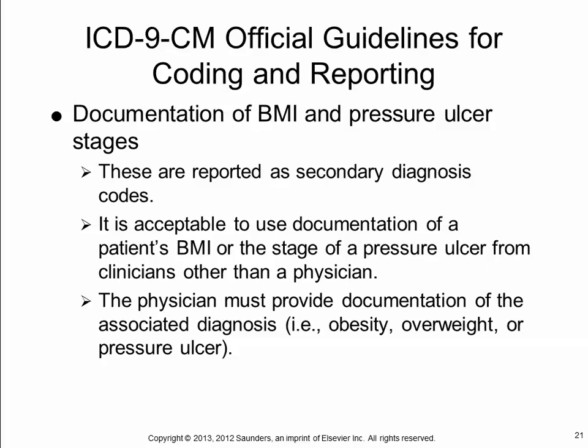BMI, documentation, and pressure ulcer stages. These are secondary diagnoses. You can use documentation from a nurse. You can use documentation from a wound care specialist. You can use documentation from people other than a physician or a mid-level provider, as long as you have a diagnosis of either a pressure ulcer or obesity. That's your diagnosis. The stage or the BMI is just additional information, okay? So that is acceptable.